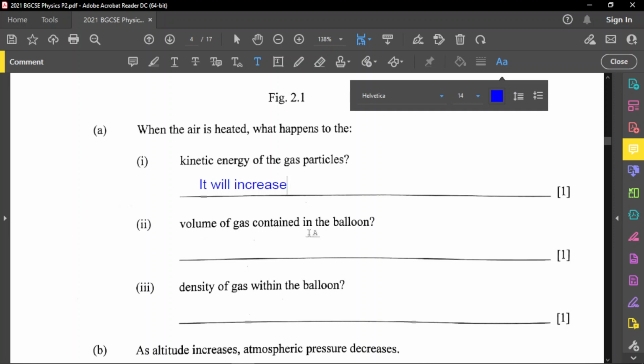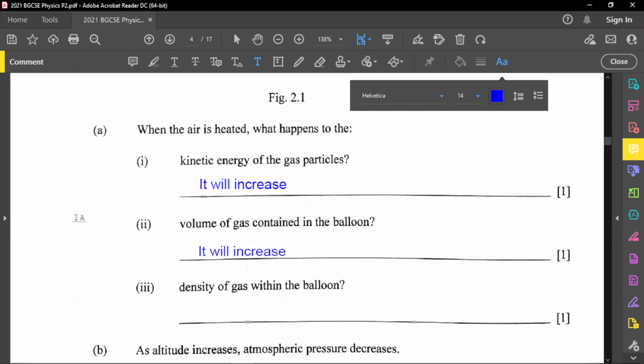So, the volume of gas contained in the balloon. Again, if you apply heat, the volume is also going to increase. And that's why it is elastic. As a matter of fact, it's actually stated in this statement earlier. So the volume will increase as well.